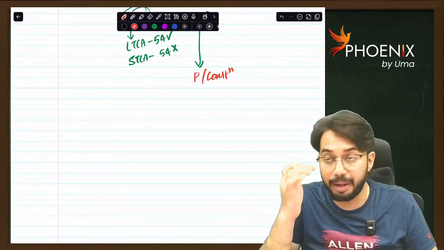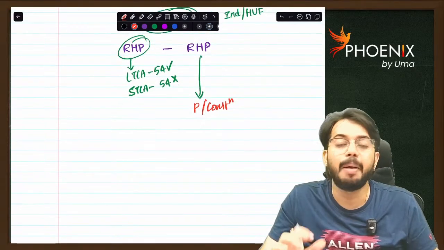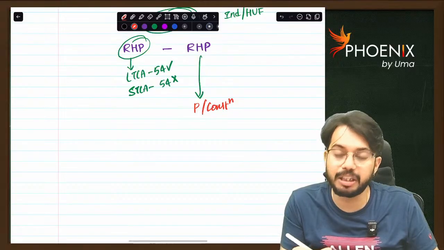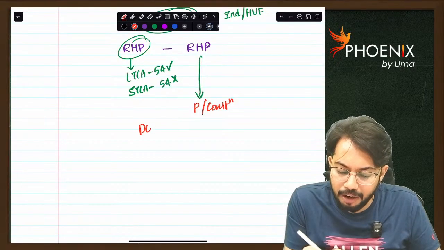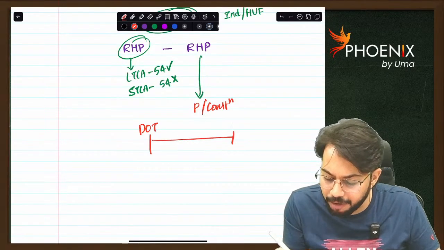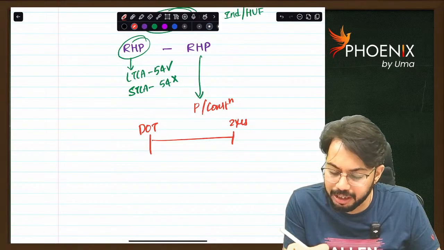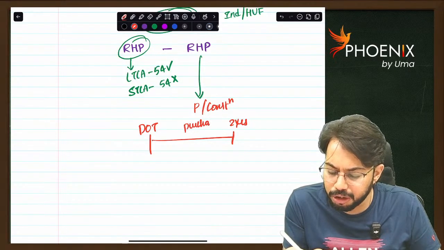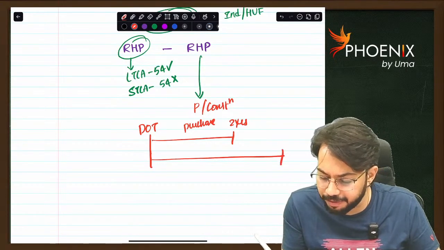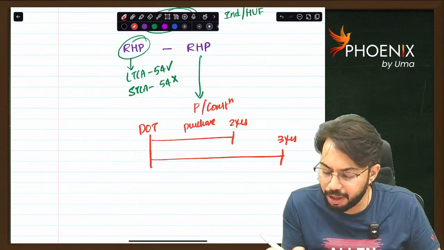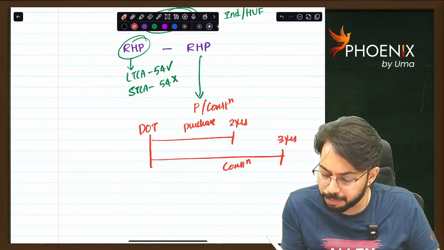What is the time limit? The time limit available for purchase or construction of new residential house property is, see, date of transfer is there now. From date of transfer, within 2 years you can purchase new house property, or from date of transfer within 3 years you can do construction of new house property.